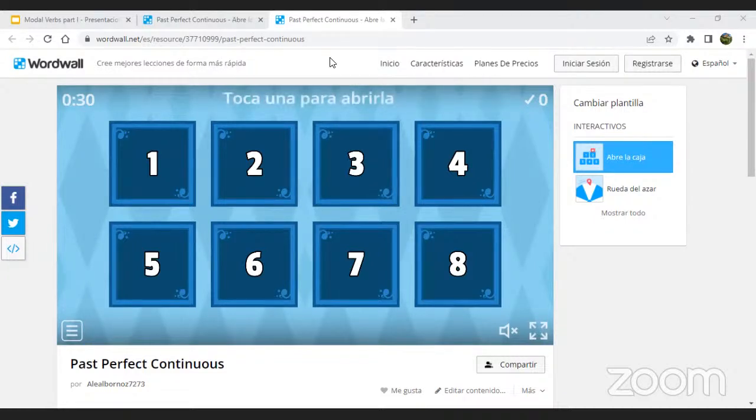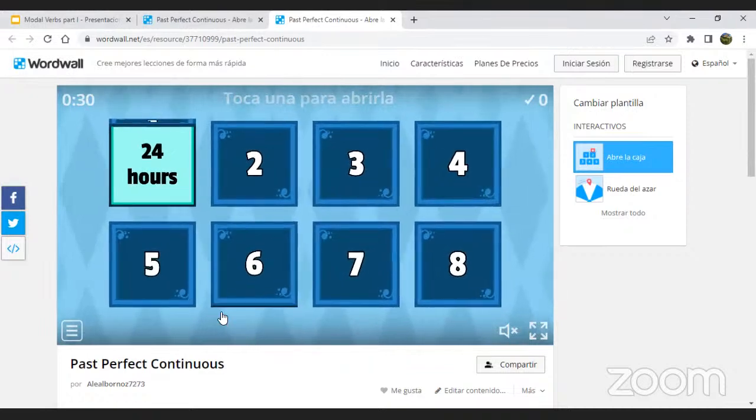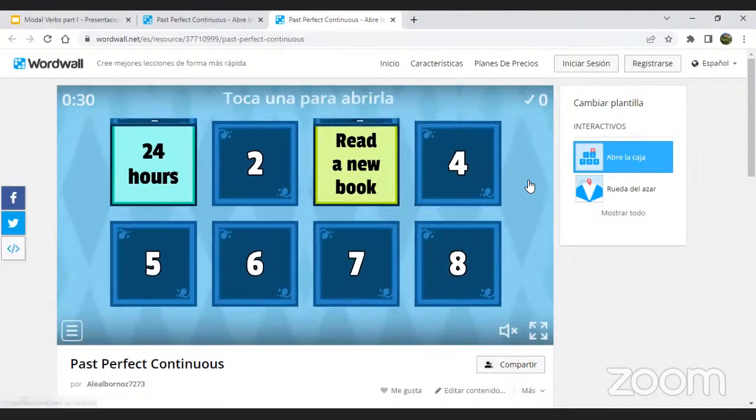So, well, we can see 8 boxes. The boxes from 1 to 4 should be actions, and the boxes from 5 to 8 should be a moment in the past. So let's see, I will try the first one. Oh, well, yeah, this can happen. Sometimes one of the times appears in the action ones, but it's okay. So we have that one. I don't know if I should open from 5 to 8, but let's see. I will try with 3 just in case. And okay, read a new book.